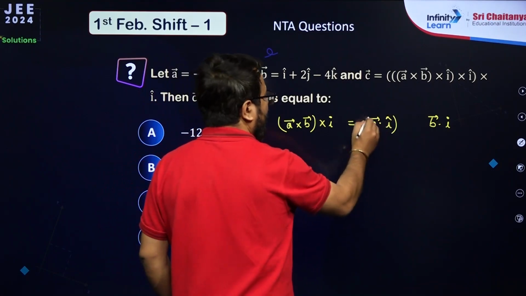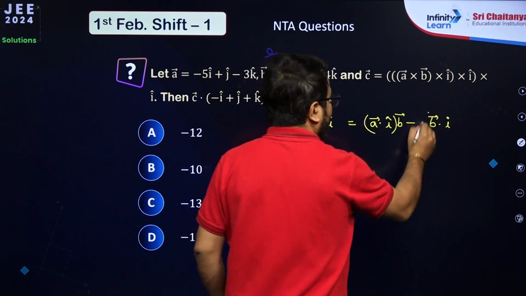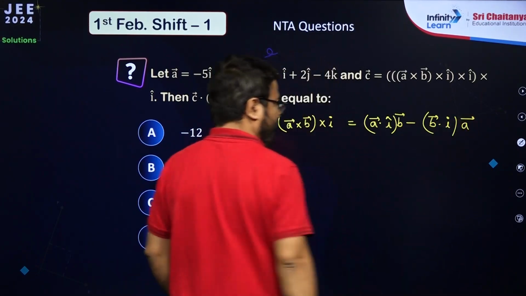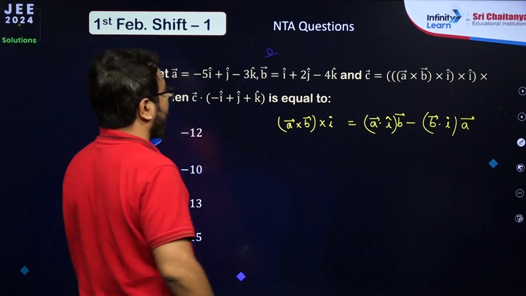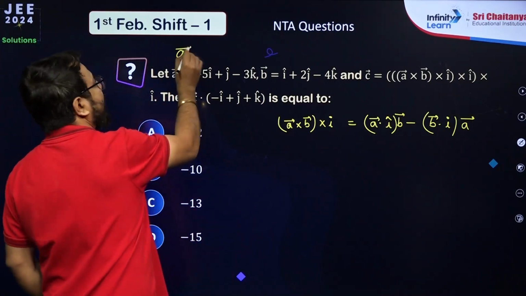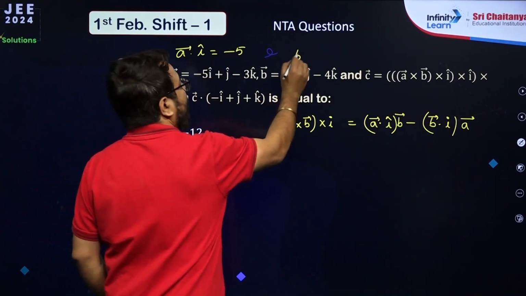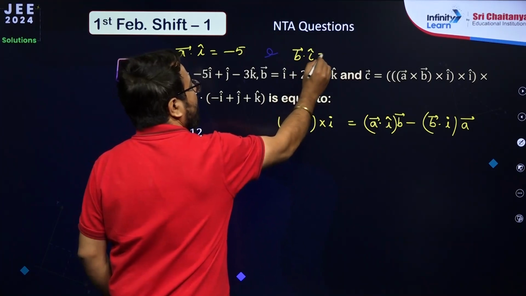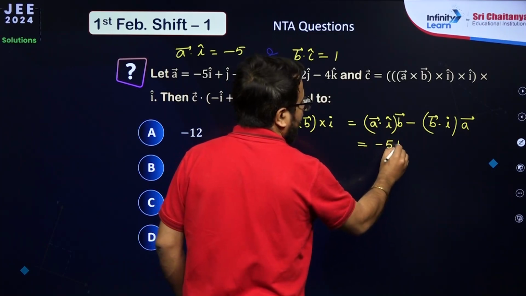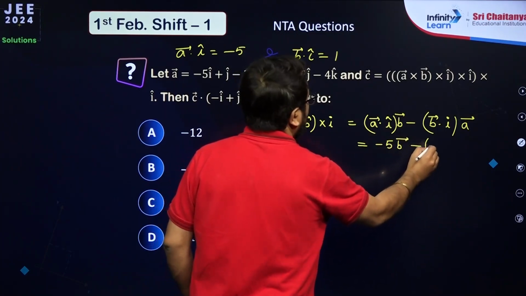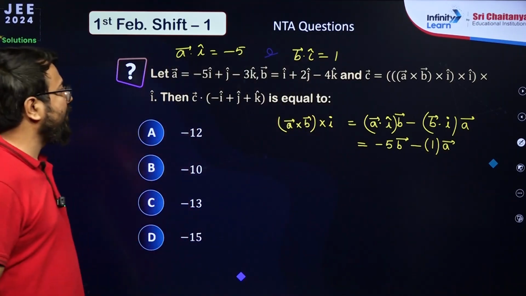If I'm writing A dot I, it will be B vector over here. If I'm writing B dot I, it will be A vector over here. All right. I hope this has been clear to you. Now what is A dot I? A dot I means you need to take the dot product of A with I, so that will become minus 5. If I want to take the dot of B with I, that will be 1. Here I am writing minus 5B and here I am writing 1A. So minus 5B minus A vector.